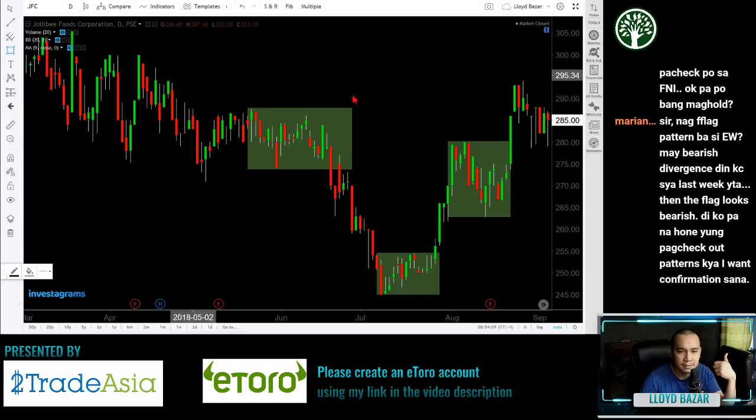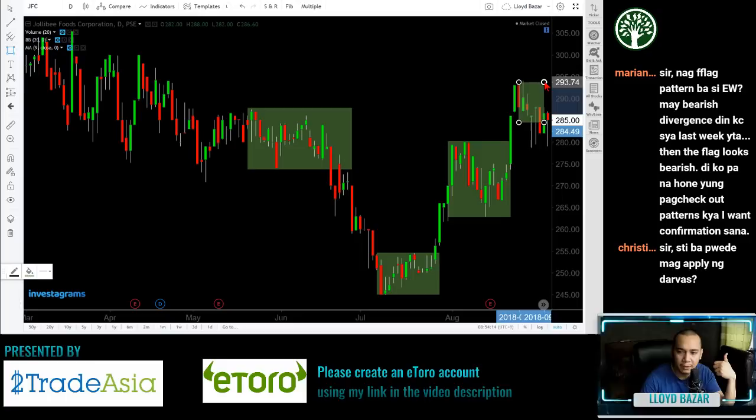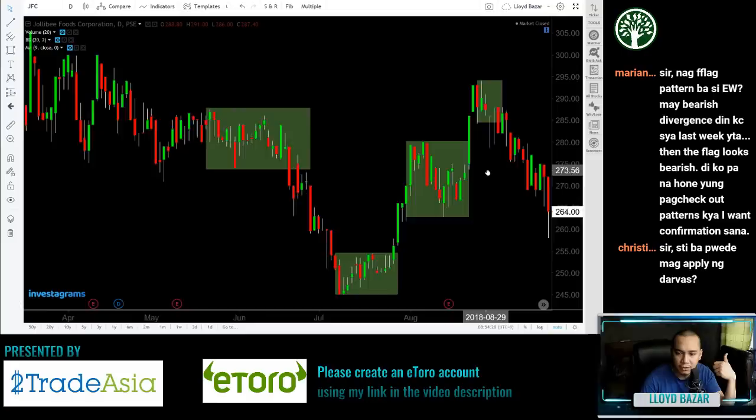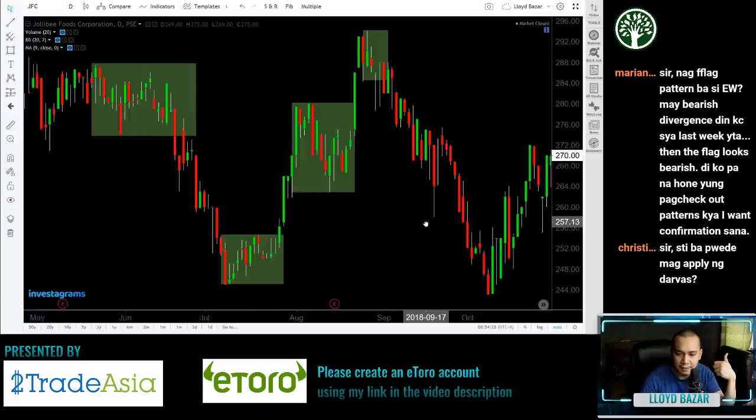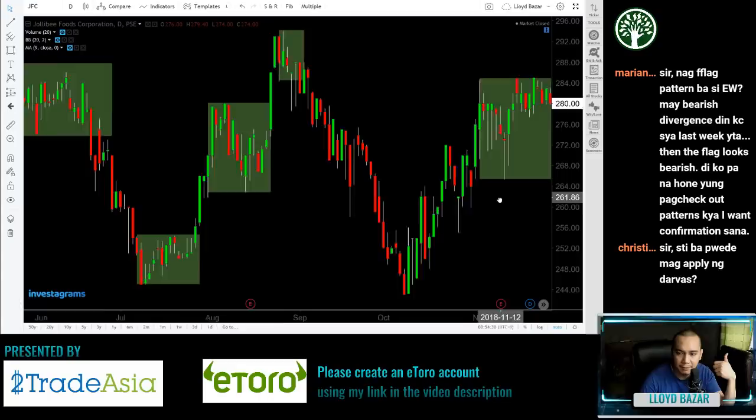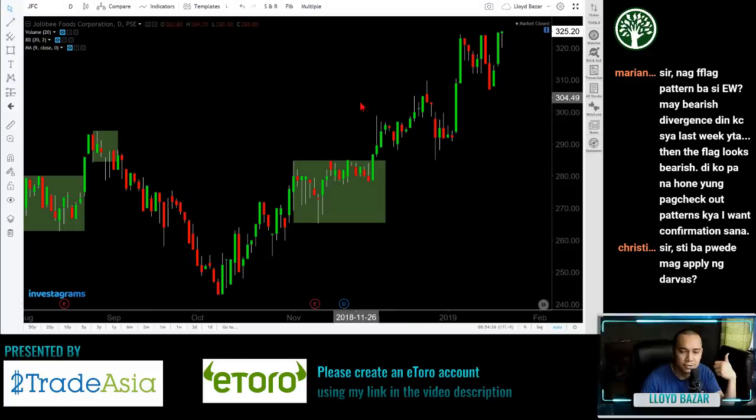And then, you just wait for where it will break, and nag-break siya sa baba, actually. And so, you know where this is going. You could have short sold this, if ever may short selling na. And then here's another consolidation, top and bottom. We just wait for where siya magbe-break out, and nag-break out siya sa taas. So we buy that. Then you could have used Darvas Box for this trade. That's basically what Darvas Box is.